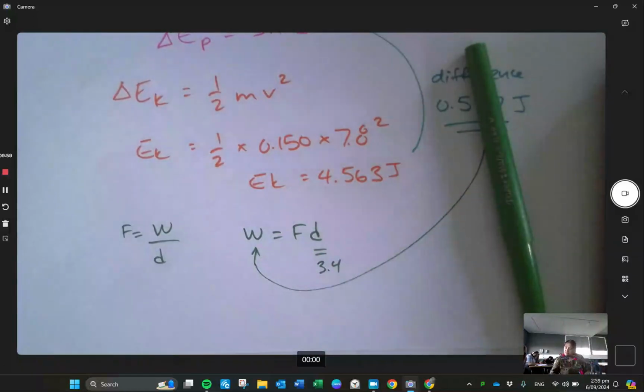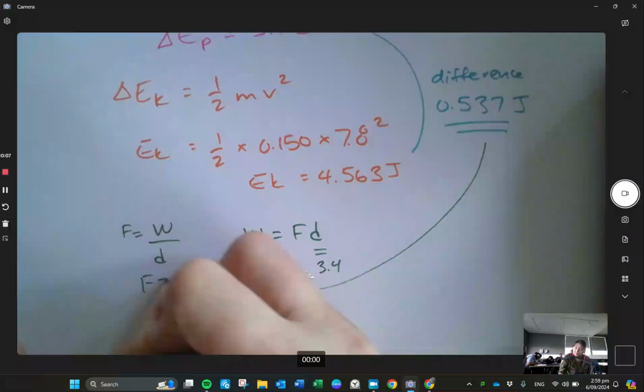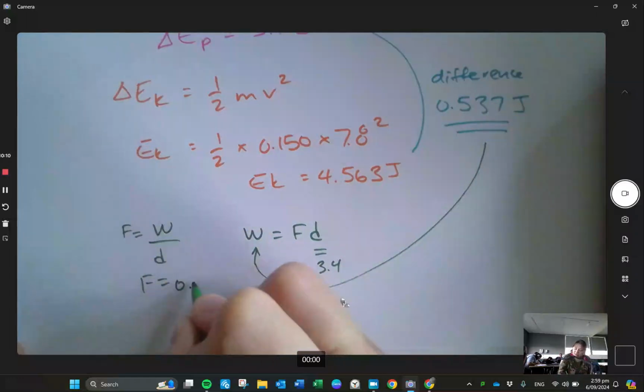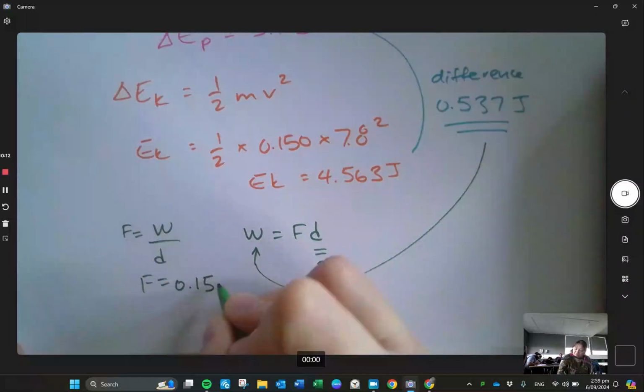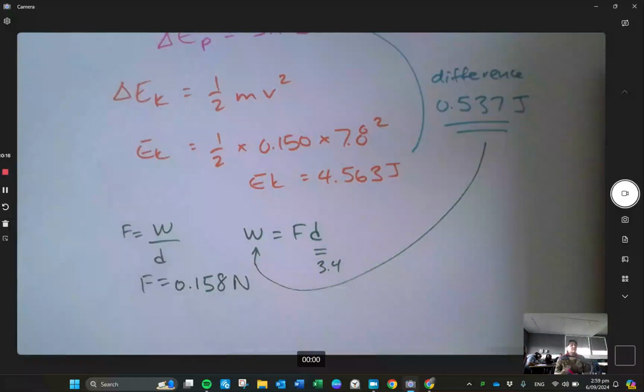So I can take that number and divide it by 3.4. And now I know that the force of friction is 0.15. Let's round up to 8 newtons. That's how we get that answer.